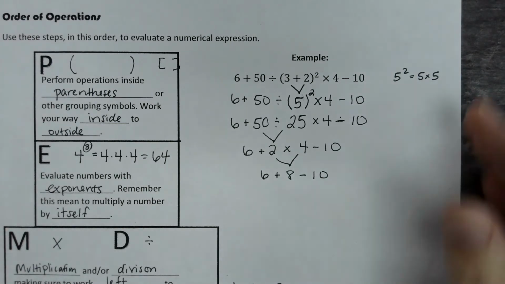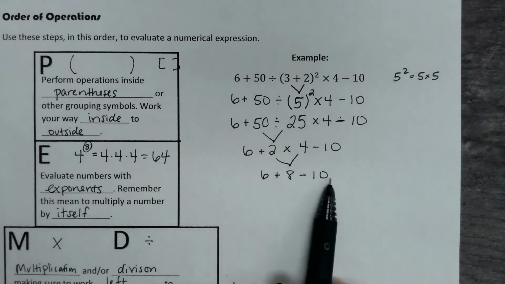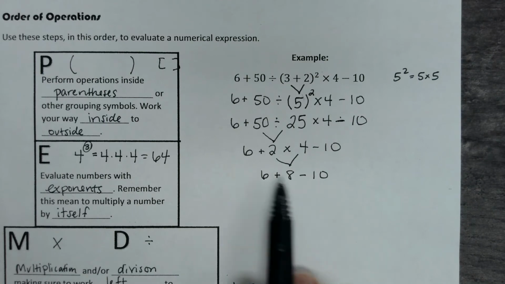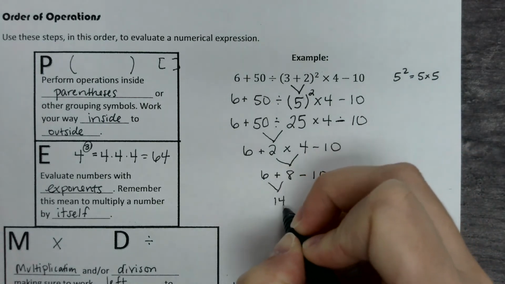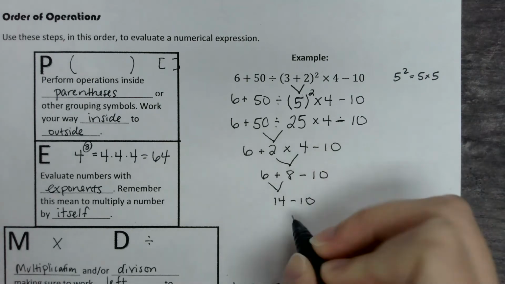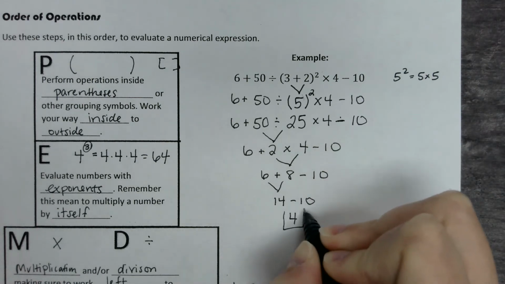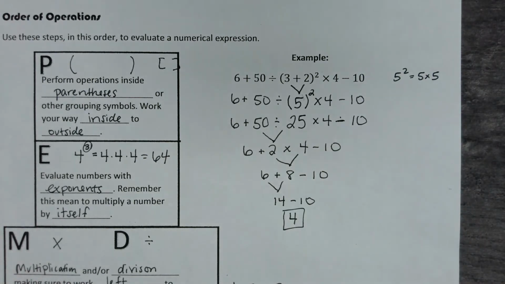Now we have addition and subtraction last. That's all we got. So we're going to move left to right. So 6 plus 8 gives me 14. Bring down that minus 10, and that's what we're going to do last, and we get 4. That's our final answer. We evaluated that expression. So we're going to do one more example.